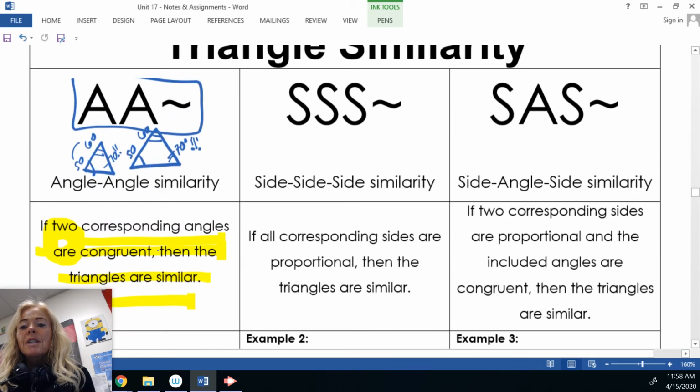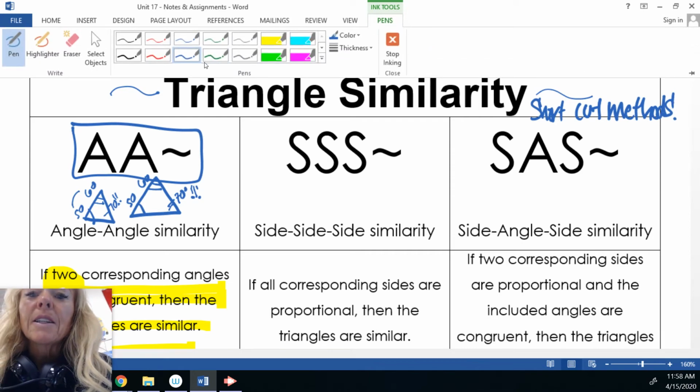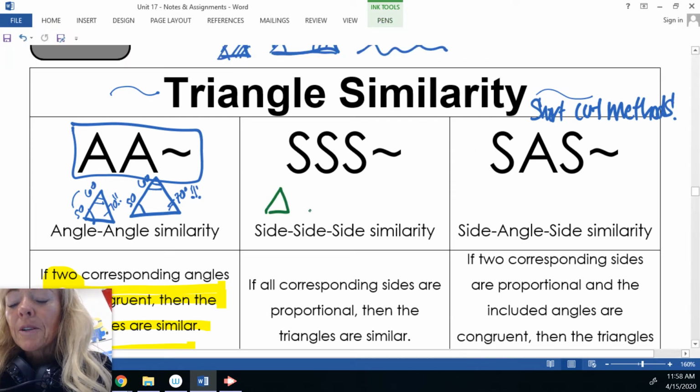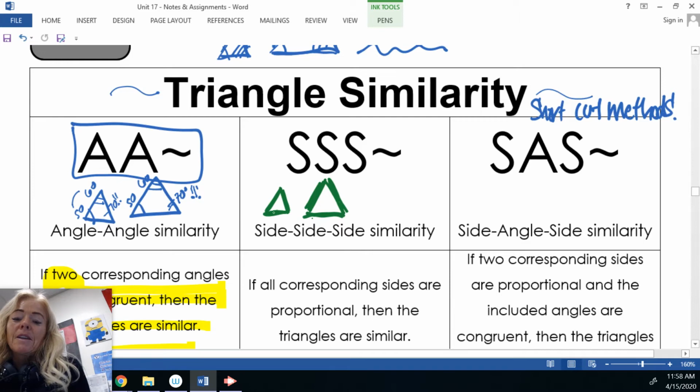All right, so the next one that we're going to use is side, side, side similarity. Now, side, side, side similarity states that if you have two triangles and the sides aren't congruent, but this side over this side, their ratio is equal to this side over this side, is equal to the ratio of this side to this side, then we definitely have two similar triangles.